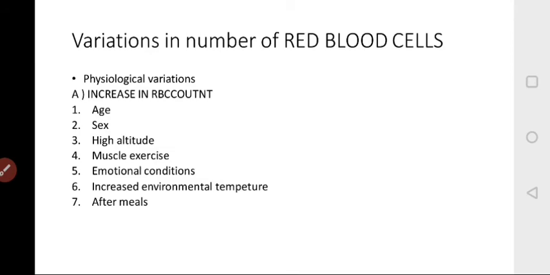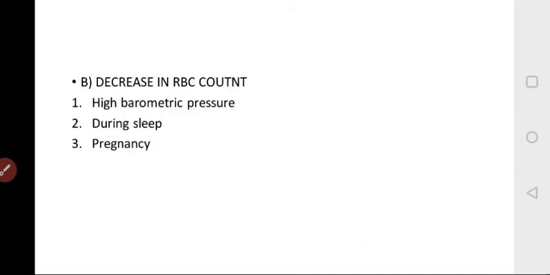Sixth, increased environmental temperature. With increase in atmospheric temperature, there is increase in RBC count. Generally, increased temperature increases all the activities in the body, including production of RBCs. Then after meals, there is slight increase in RBC count. It is because of need for more oxygen for metabolic activities.